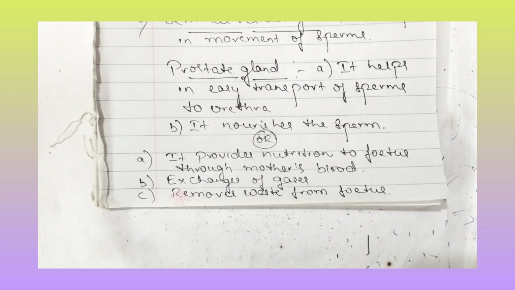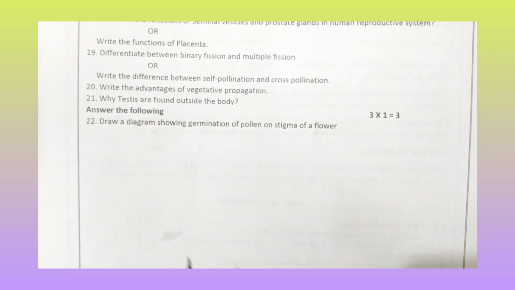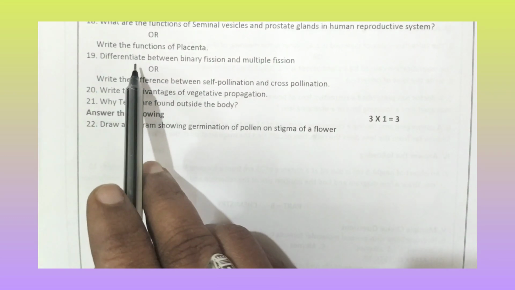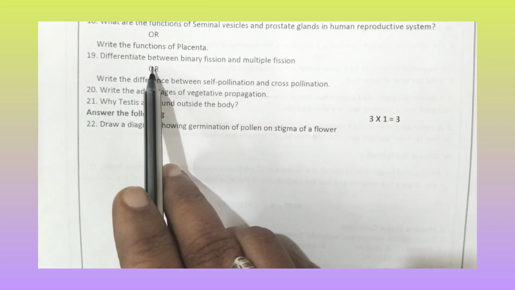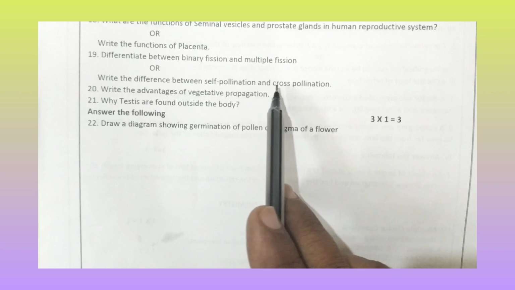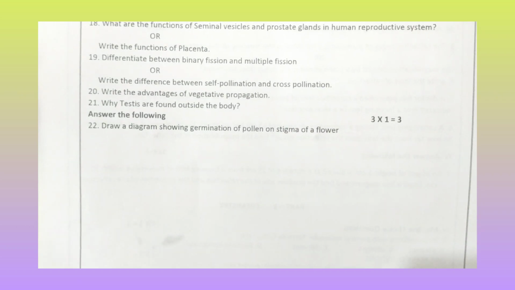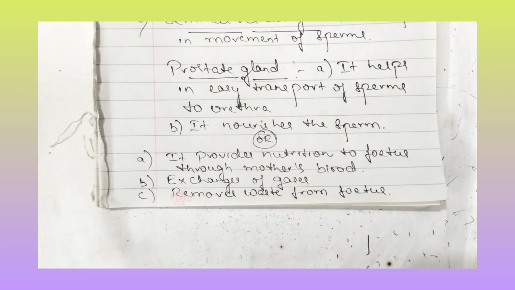Then after that one, let us move for the next 19th question. So the 19th question they have given, differentiate between binary fission and multiple fission. And another question is internal choice. Write the difference between self-pollination and cross-pollination. So now let us answer both the questions.